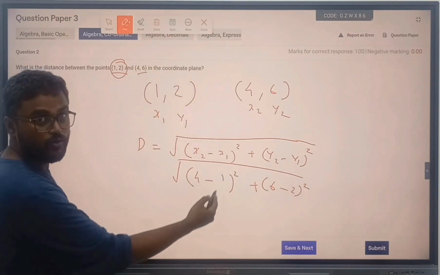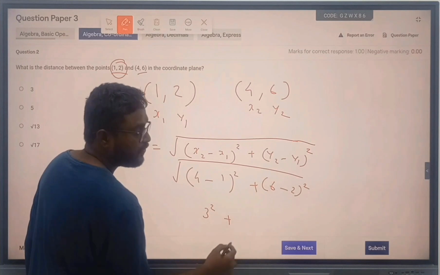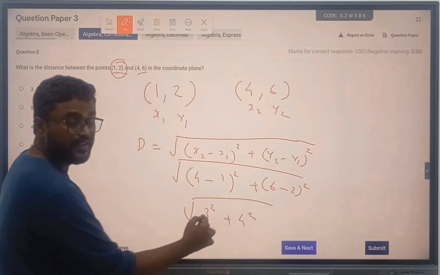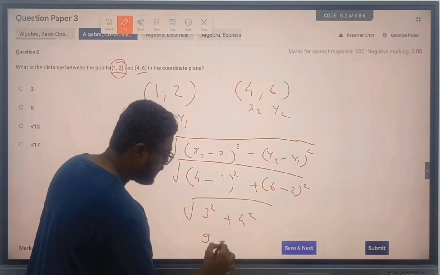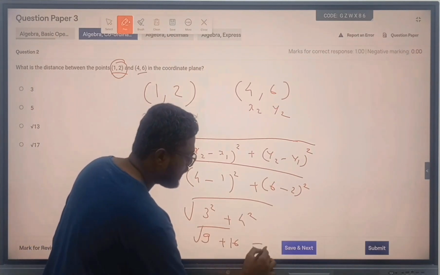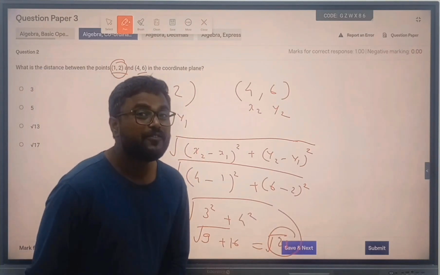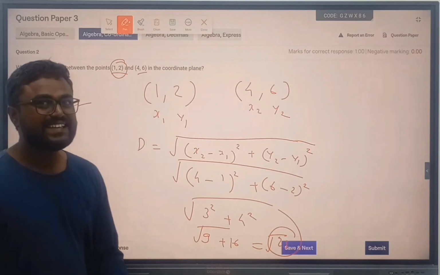So what do we have? 4 minus 1 is nothing but 3 square plus 6 minus 2 is nothing but 4 square, under root. So 3 square is nothing but 9. 4 square is nothing but 16. So what do we have? Under root 25. And what is the square root of 25? 5. So option B is correct.